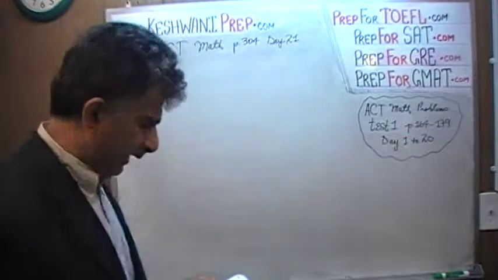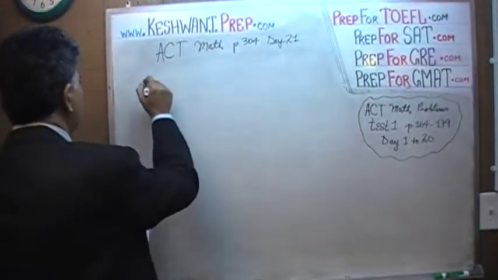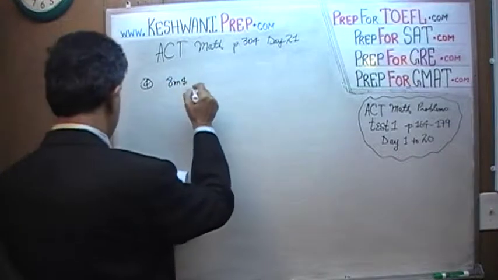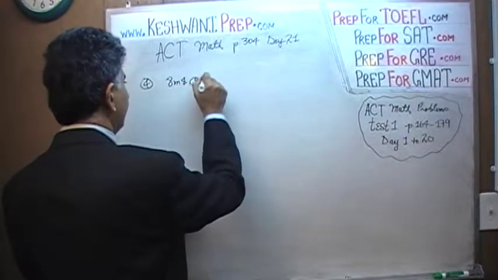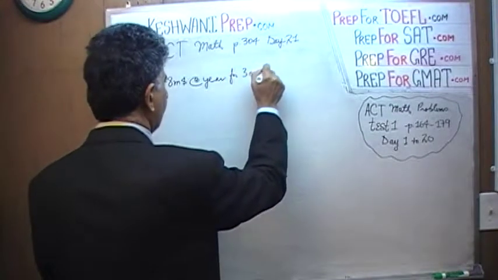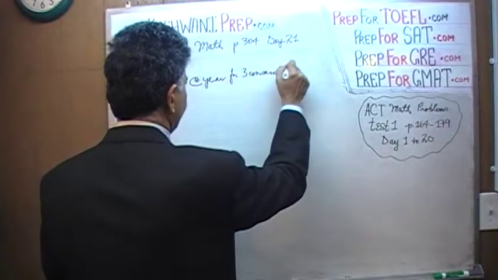Number 4 deals with average, problem of average. We are told that we had $8 million in profit each year for 3 consecutive years.